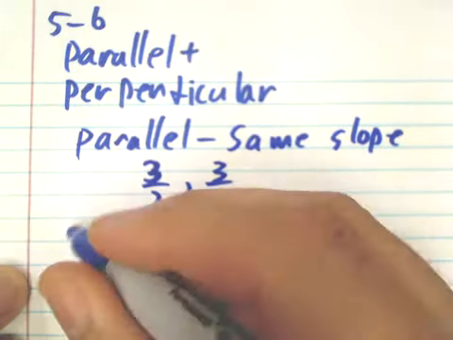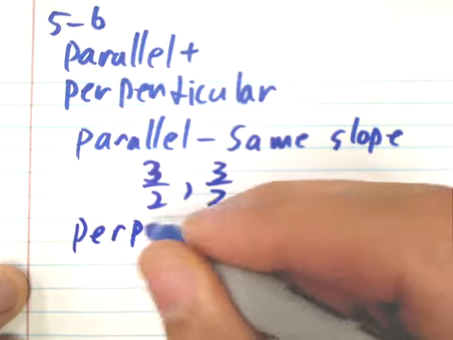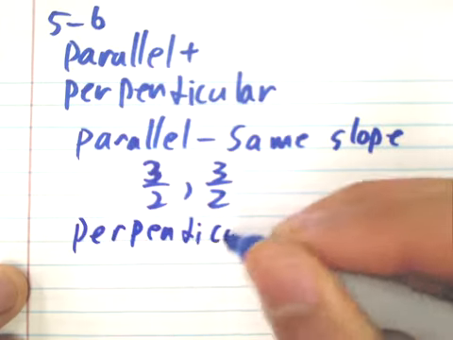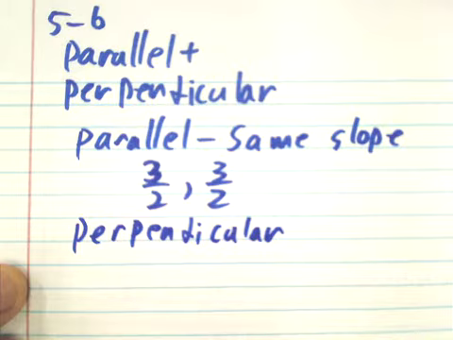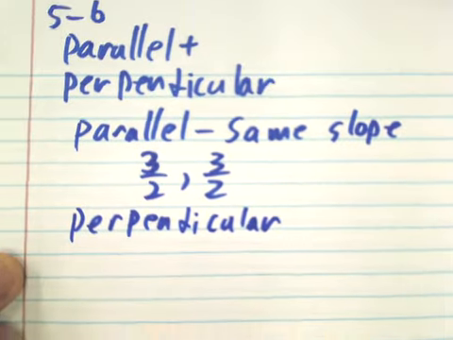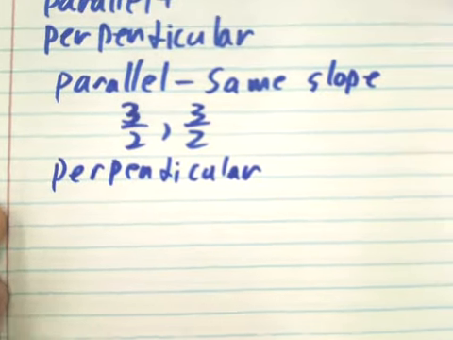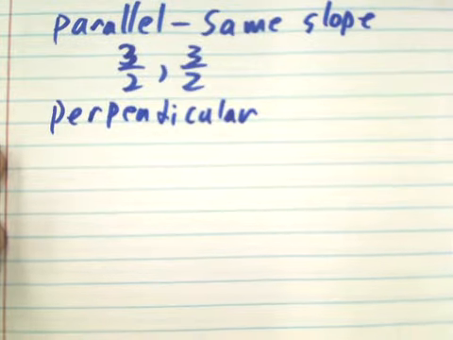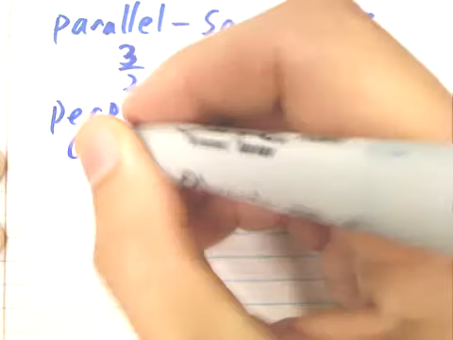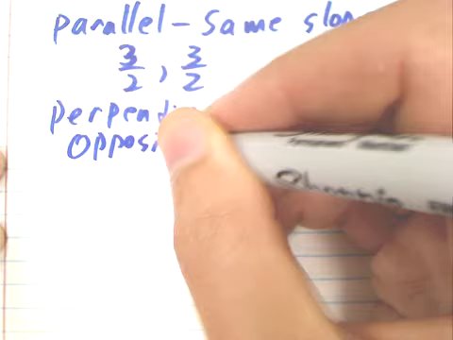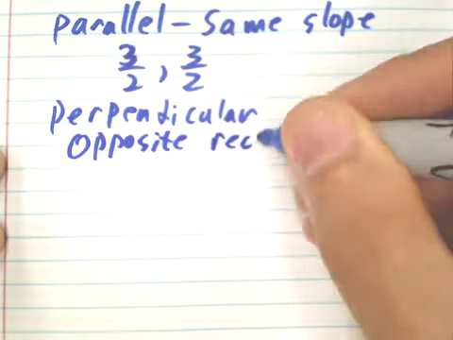If two lines are perpendicular, so if two lines are perpendicular, they are opposite reciprocals. That's the fancy way of saying it. Let me scooch this up here. They are opposite reciprocals.